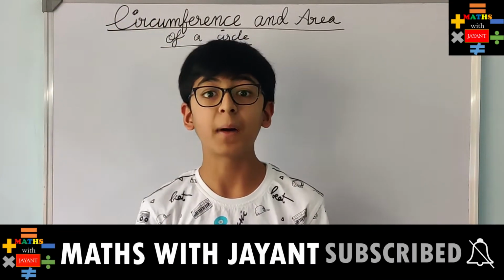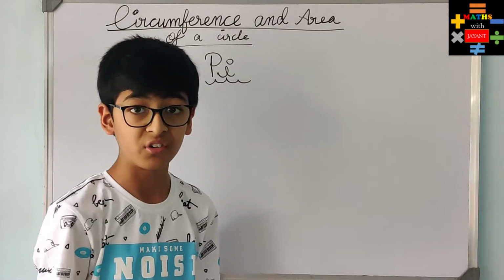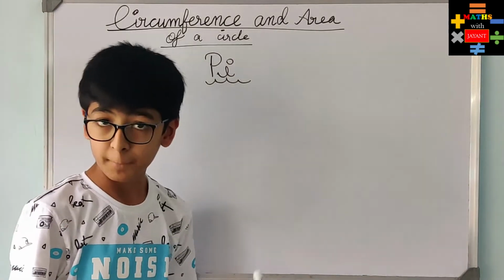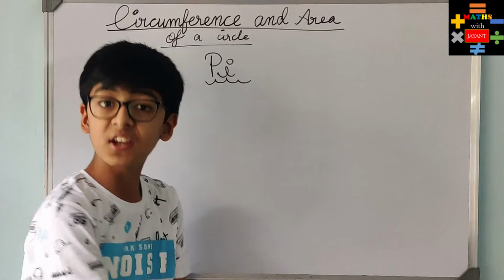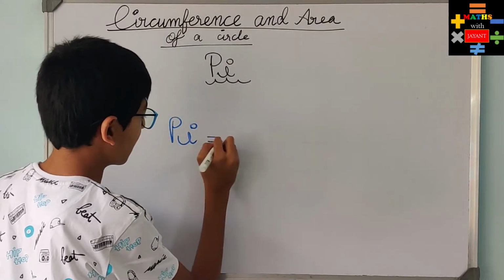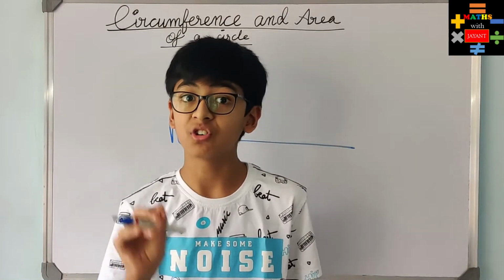Now let us talk about pi. What do you mean by this? Pi is a very important, mysterious and interesting number. It is used in lots of calculations, so let us understand this. Pi is actually a number, and this number is actually a ratio. Ratio means a fraction. So pi is the ratio of something. But the ratio of what? Pi is the ratio of any circle's circumference to its diameter.